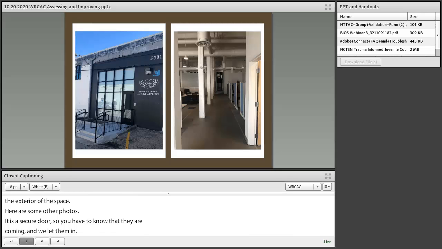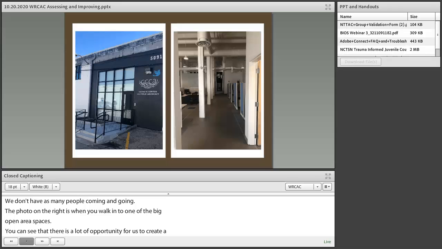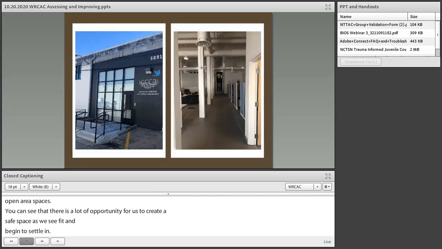And then the photo on the right, just when you walk into one of our big open area spaces, it's a really vast, open, industrial looking space with a lot of white walls. So you can see that there's a lot of opportunity for us to create a space as we see fit, right? As we begin to settle in and hear from our families about what's important to them and what helps them feel safe, that's something that we'll be incorporating. So we've got a lot of blank walls right now, but we're looking forward to settling in a bit further in the near future.